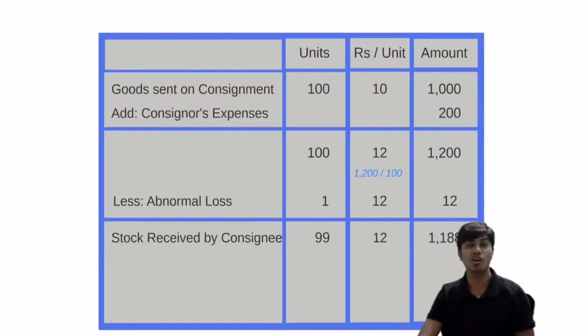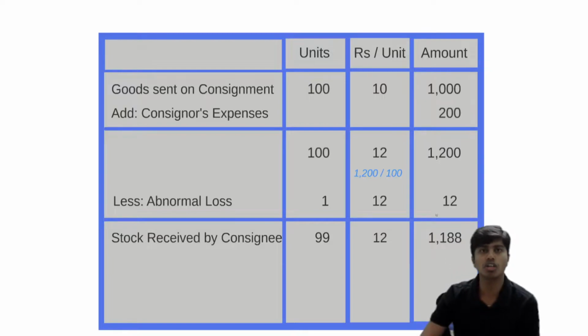This is the difference between normal and abnormal loss. If in case this was normal loss, I would have written 1 here. I would not have adjusted my amount. It would have become 99 units but 1200. Now, if it is abnormal loss, I'll write 1 unit here. I'll also write 12 rupees now. This 12 rupees of abnormal loss will go to my P&L account debit. In the case of normal loss, we will not do it. The cost of the bad units will be borne by the good unit. Got it? This is with regard to normal loss.